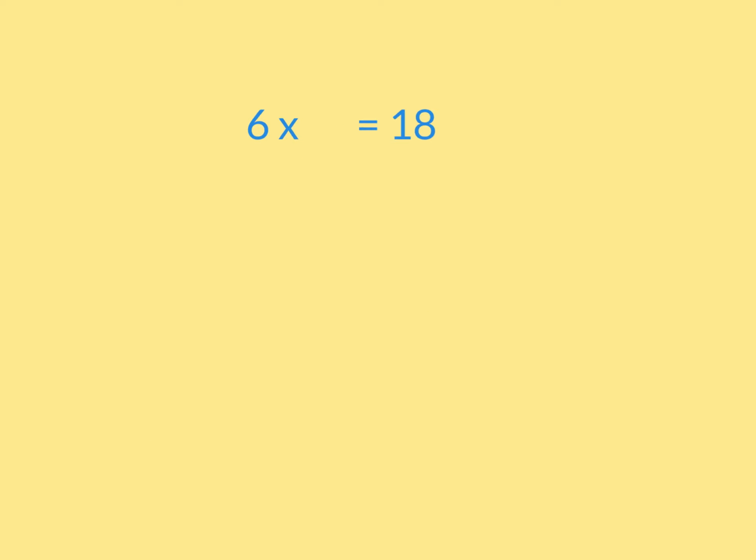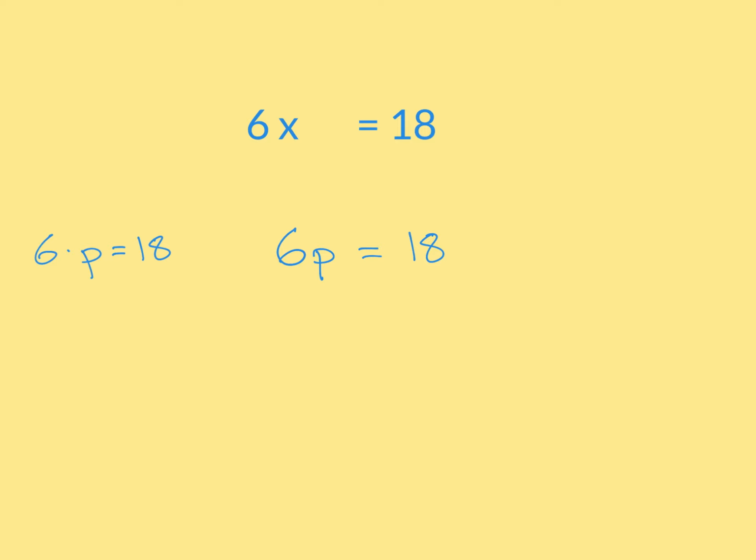So here's another example. I have 6 times what equals 18. Now I'm going to rewrite this in a new way. I'm going to say 6p equals 18. And what that means is 6 times p equals 18. When I have a number next to a letter, it just means multiplication. So 6 times what equals 18?